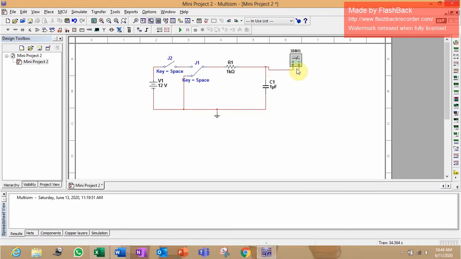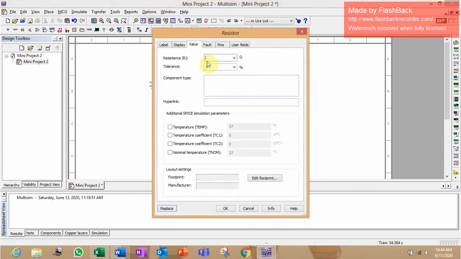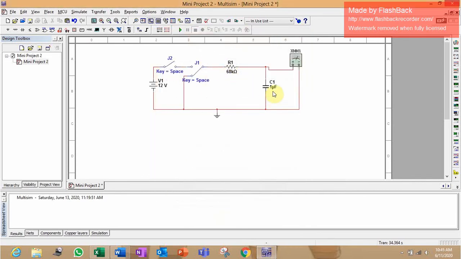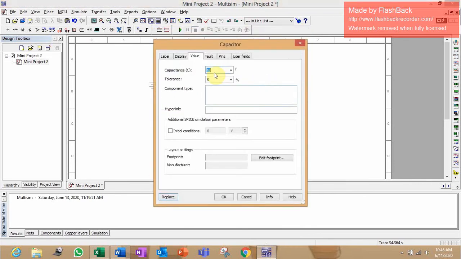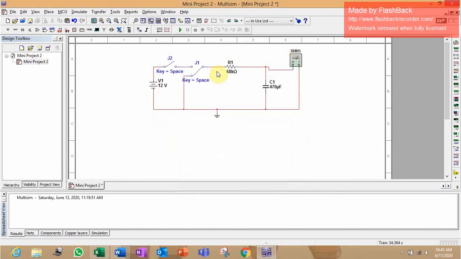The multimeter is connected to the capacitor so that I can measure the voltage across the capacitor. There are two types of resistor that we use. First is 68 kilo ohm and next is 100 kilo ohm. The value of the capacitor is 470 microfarad. I will use the same capacitor. So run the simulation.